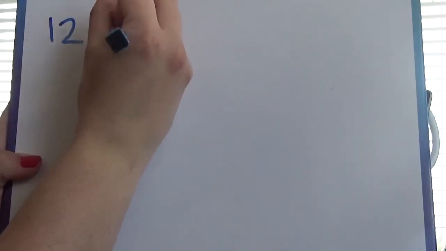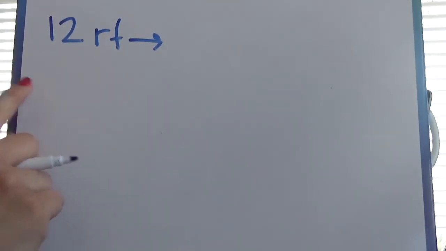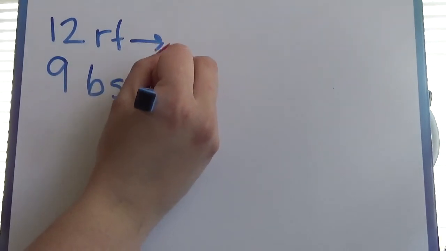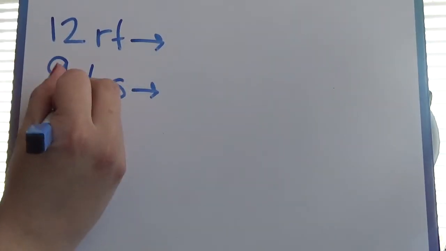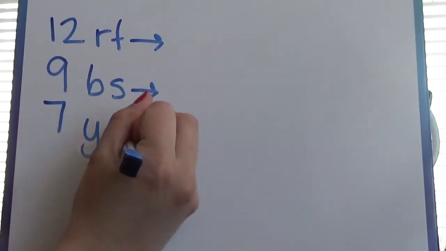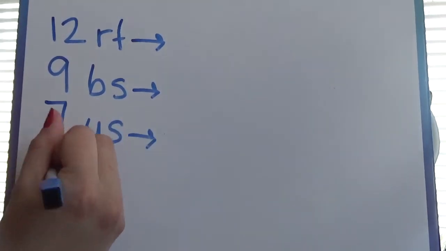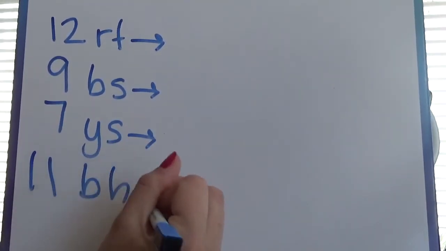Great. So I know that Tyler got 12 red triangles, RT for red triangles. I know that Tyler got 9 blue stars. I know he got 7 yellow squares and 11 black hearts.